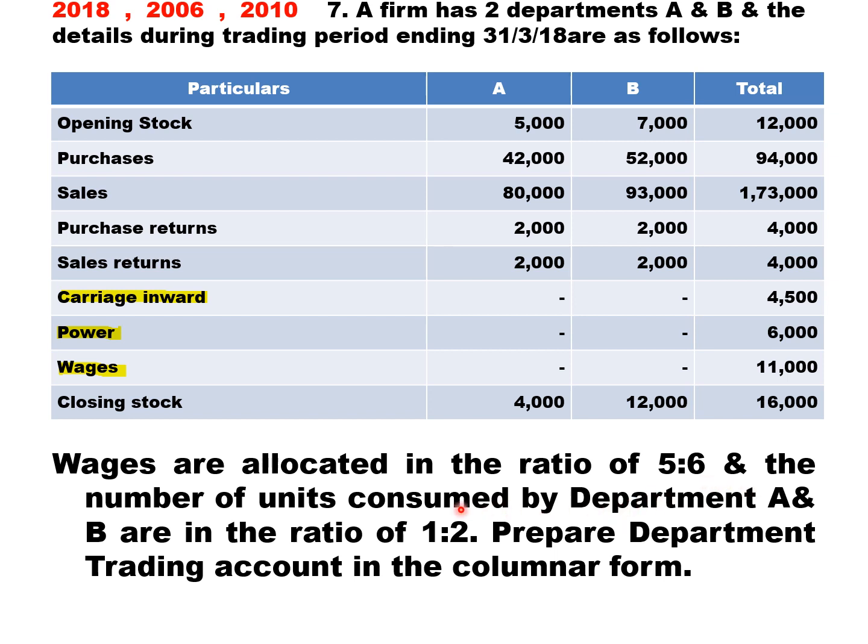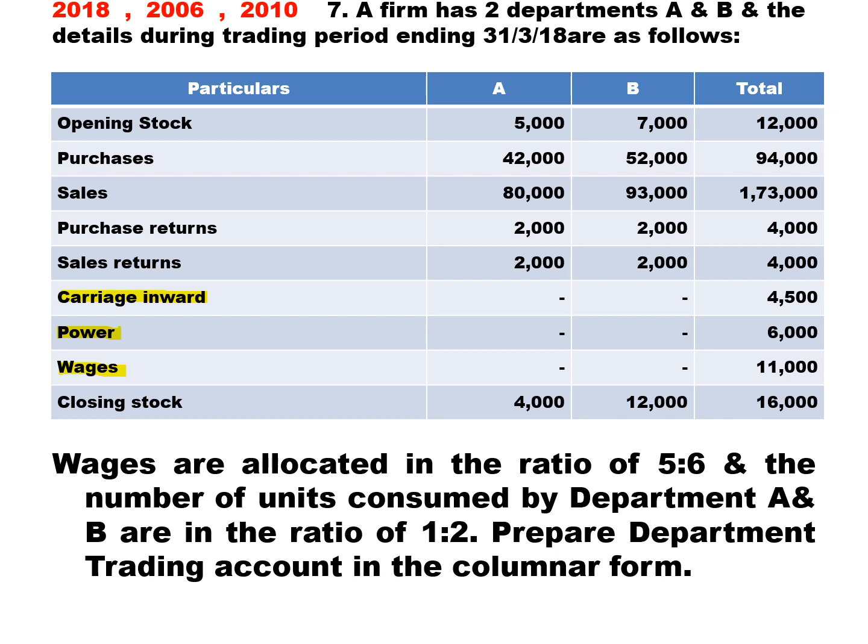And the number of units consumed by department A and B are in the ratio of 1:2. So power is related to units consumed, so distribute in 1:2. Prepare departmental trading account in columnar form. So students, the area of concentration specifically is only on 3.